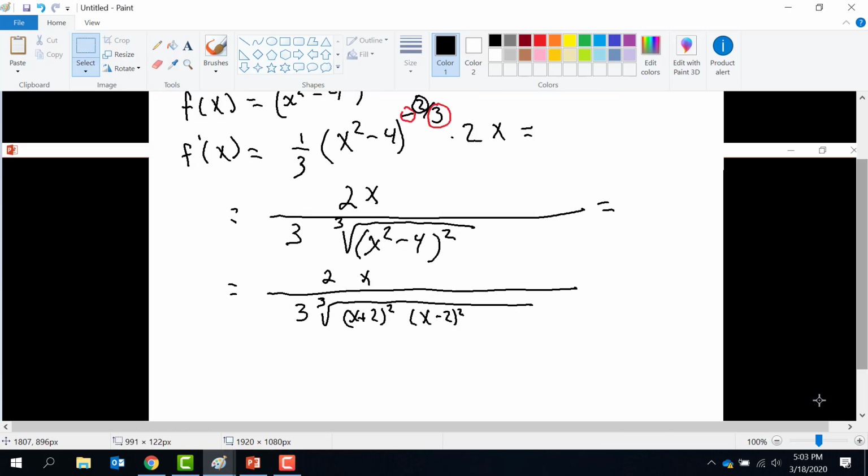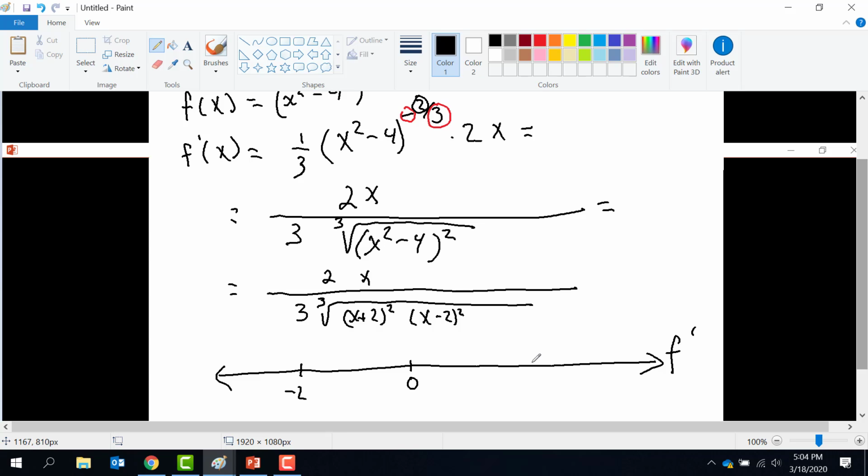I had to give myself some more room, and I should be ready to go now. Okay, so now we're ready to make the sign chart for the first derivative. And this is where the first derivative is either undefined or 0. 0 is found by what makes the numerator 0, and the only thing that's going to make that 0 is 0. Undefined is what makes the denominator 0, and we have -2 and 2.